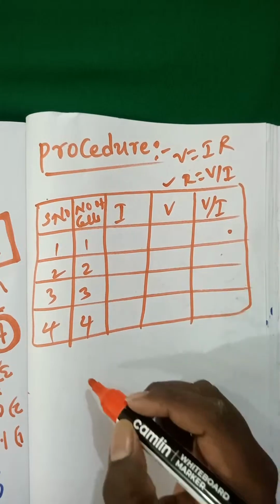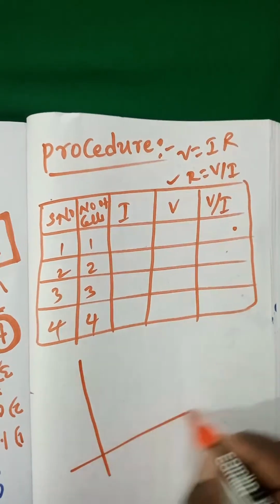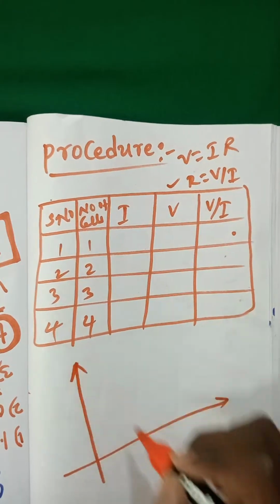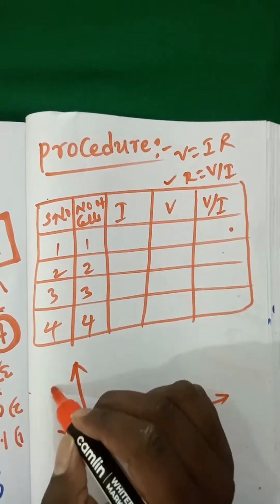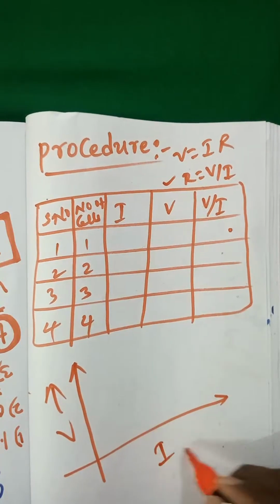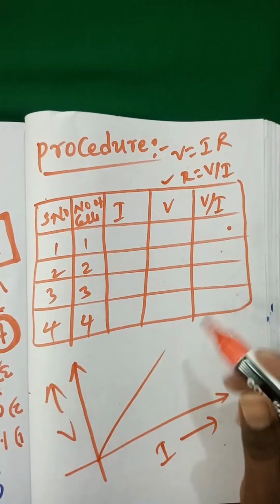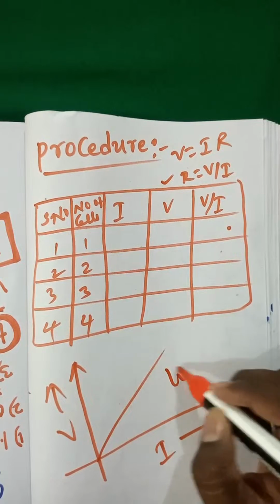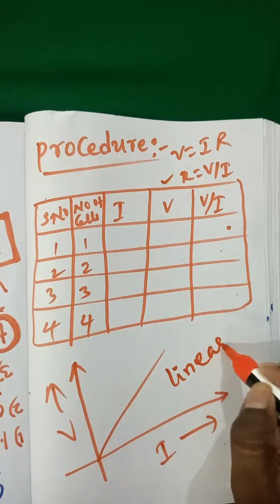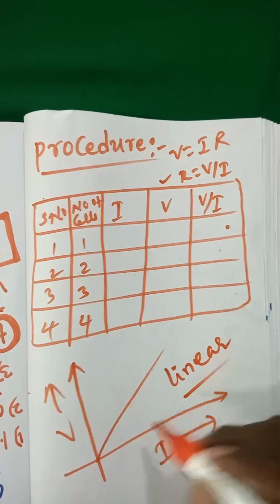And the next one, you are taking the graph. If you draw the graph for VI, V on y-axis, I on x-axis. The slope of the VI graph gives the resistance, and it is linear. So V equal to IR.